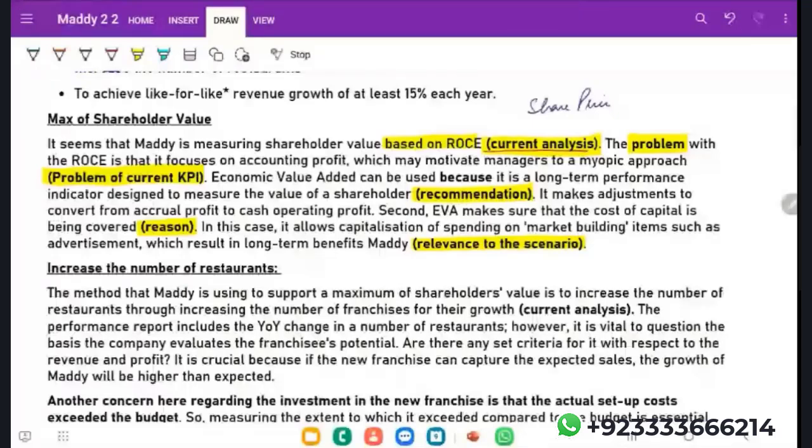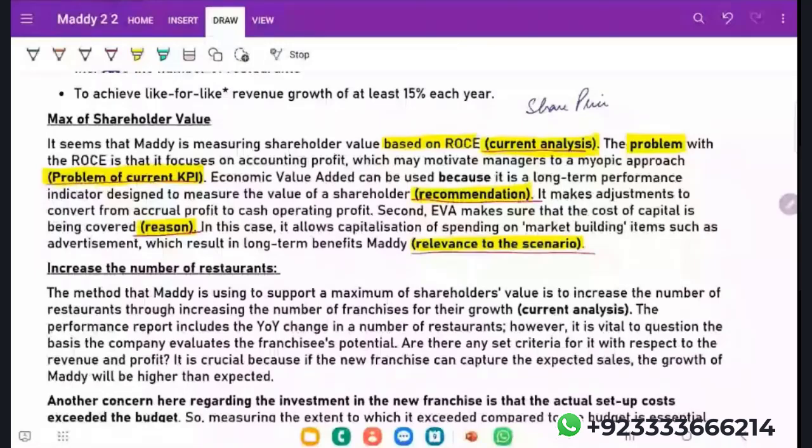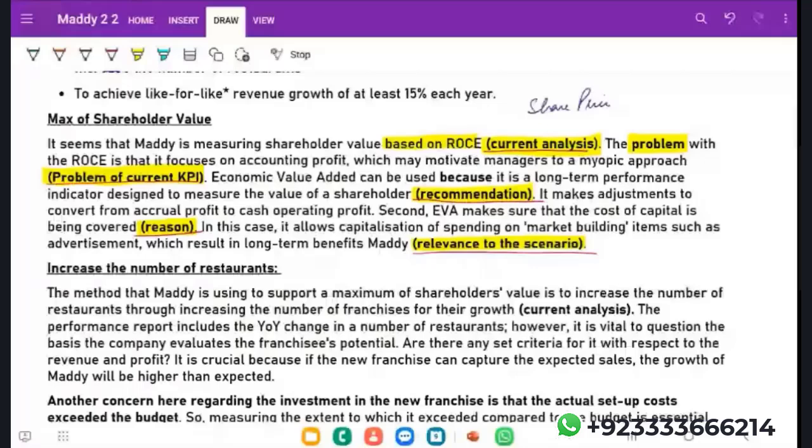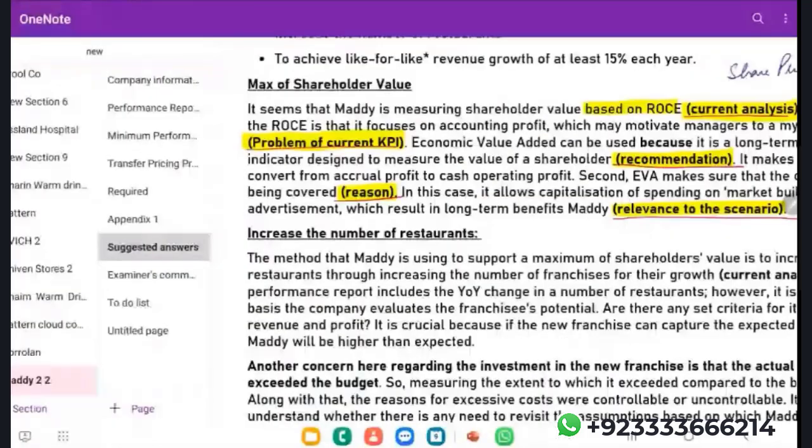But the most important point is that there are four areas: current analysis, problem, recommendation, reasoning for recommendation, and relevance to the scenario. If you're writing all these things, you will get marks. You can easily get 3 to 4 marks from this part of the question. Let's make it on the lower side. You can at least earn 3 marks from this part.